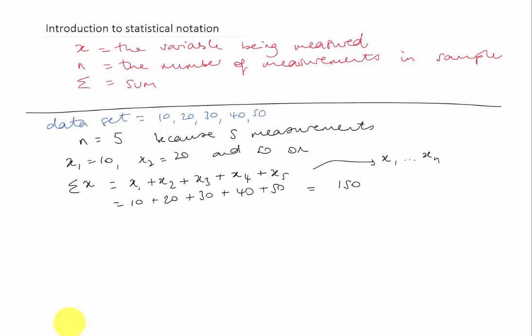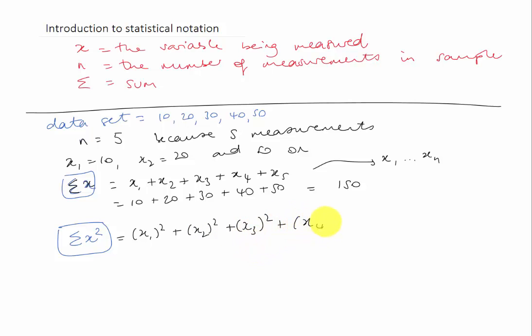Okay, but then we can get a bit fancier. So this is an example in blue. How about if we had the sum of x squared? That's equal to, again, x1 squared plus x2 squared plus x3 squared. These little numbers are in subscript here. Plus x4 squared plus x5 squared.